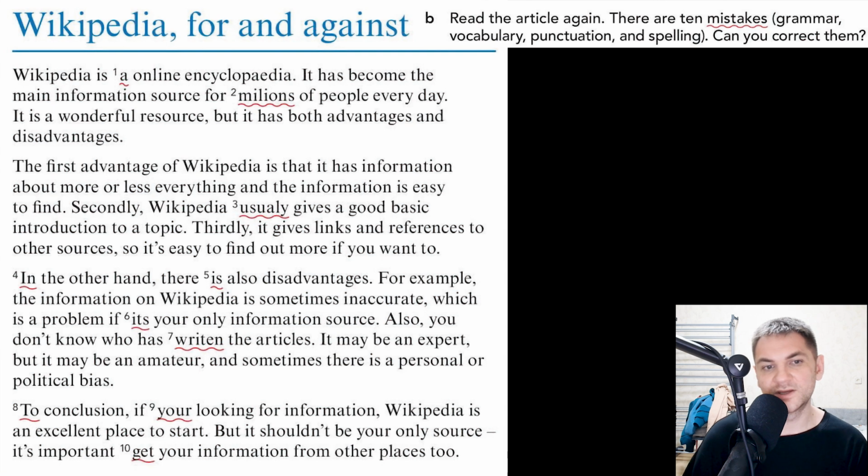For example, in the first sentence it says "a online encyclopedia," but online starts with a vowel sound, so it should be "an online encyclopedia." That's mistake number 1. Read slowly and check every word. This is excellent practice for improving your writing skills.